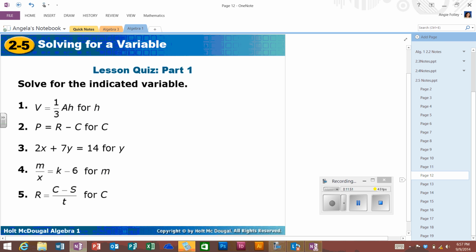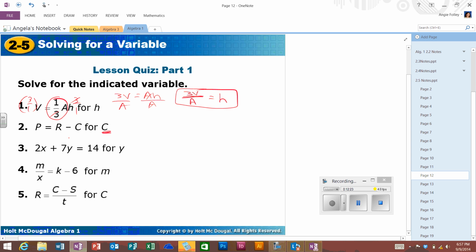Okay, last slide. We've just got a bunch of examples. I suggest that you guys pause this and then go ahead and watch it, okay? So solving for h, I need to get rid of the 1/3 and the a. So I'm going to multiply by 3 over 1. So that gives me 3 times v is equal to ah, divide by a. So my formula is 3v over a is equal to h.